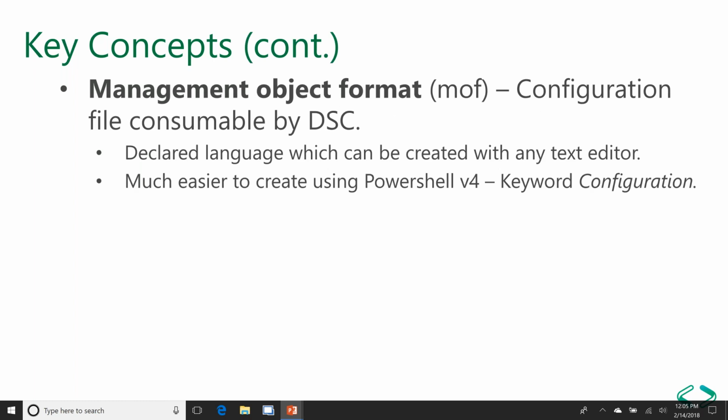Management object format. This is the format of the configuration files that are generated. You'll see that in just a moment in the demo, but these files are actually pushed out to the targets, and then the local configuration manager uses that file to actually run through the configuration and do what it needs to do. It's a declared language which can be created with any text editor. I wouldn't recommend it, but you can do it. It's free text, but it's something that PowerShell DSC can consume.